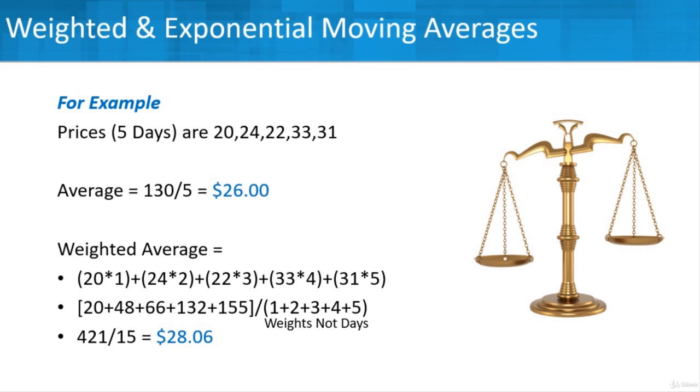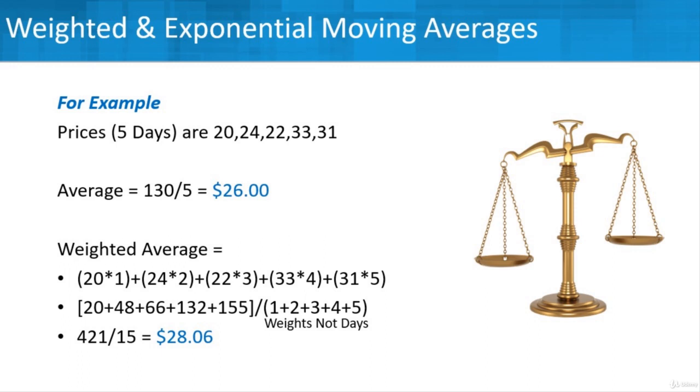Now the simple average on that would be 26. You have your 130, add them up, divided by 5. A weighted average would put a weighting factor towards those numbers. The ones that are most recent would have a heavier weight than ones that are further back. If we look at that first bullet point, you can see the 20 dollars has a weight of 1, whereas the 31 has a weight of 5. And you do the math, 31 times 5, and you can see how that breaks out.